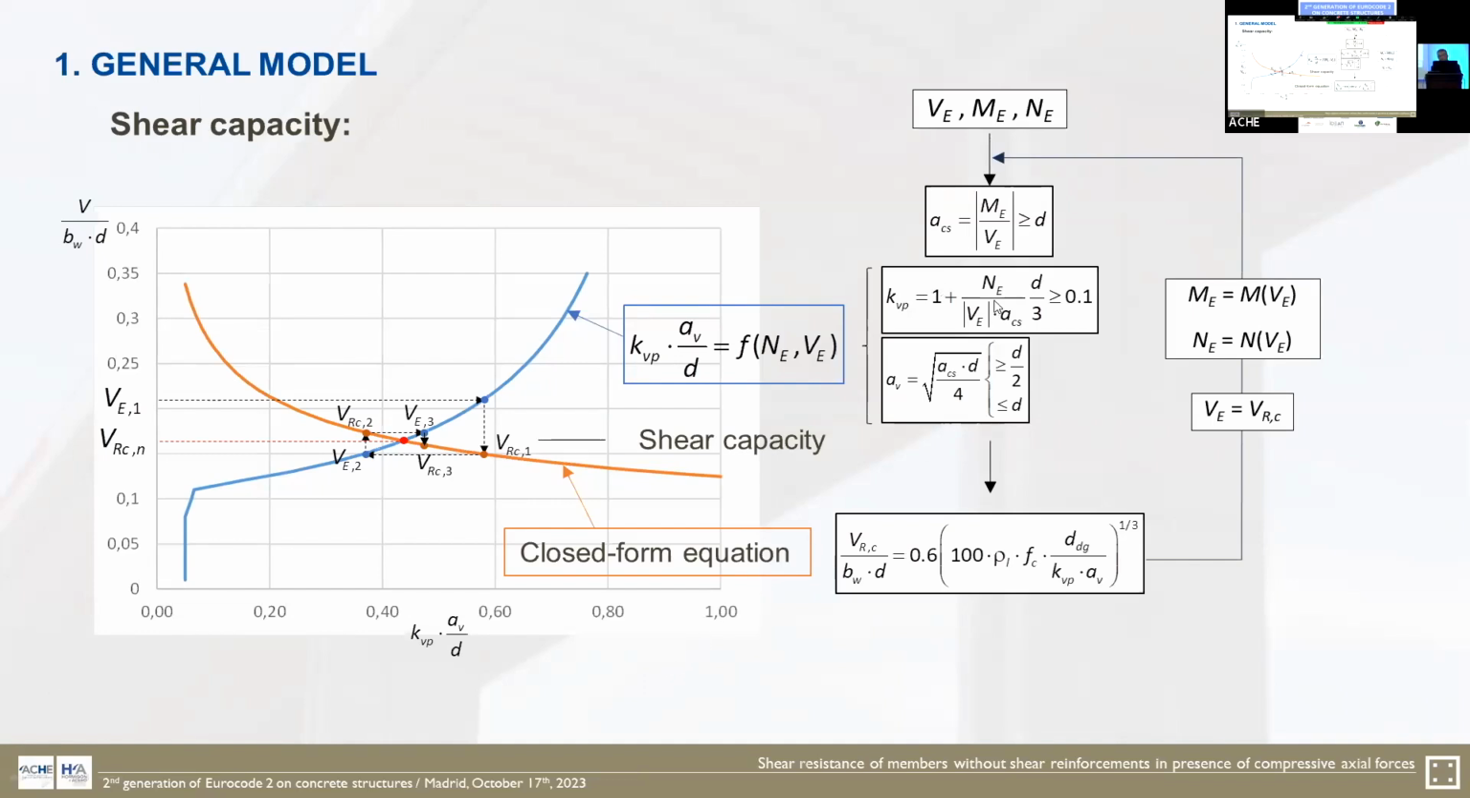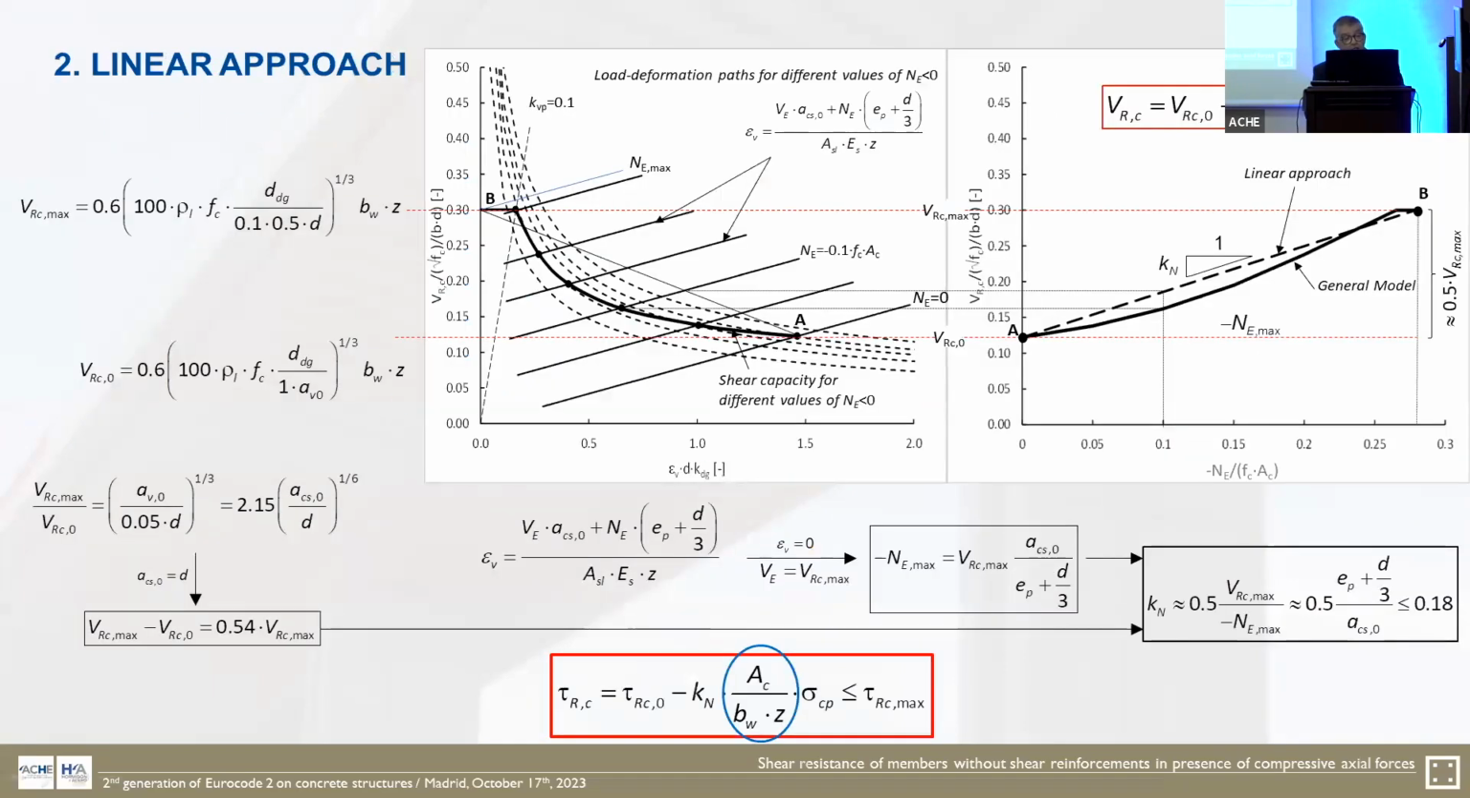the applied shear force must be replaced by the shear resistance in the KBP and AB. And so the closed form equation becomes a nonlinear equation that has to be solved by iteration. To avoid this iteration, the new Eurocode 2 provides an alternative formulation that is based on linearizing the shear resistance axial load relationship provided by the general model.